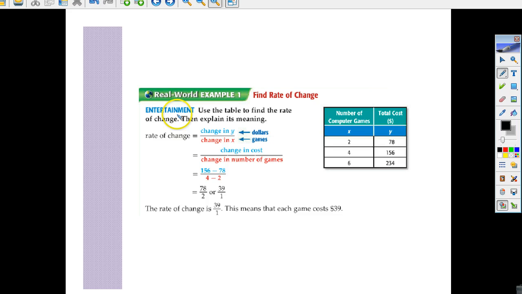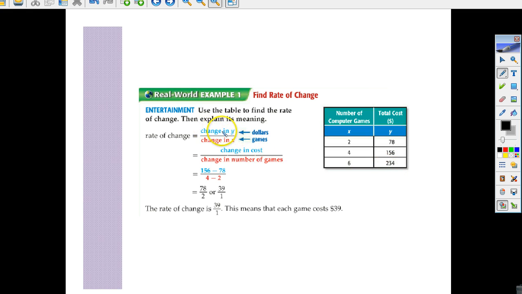find rate of change. Entertainment. Use the table to find the rate of change, then explain its meaning. So here's a table. It looks like it's talking about number of computer games and the total cost. So x and y. x is the independent variable, and y is the dependent variable. So depending on the number of computer games, the y will change. The cost will change. So if you have 2 computer games, it's $78. 4 computer games, $156. 6 computer games, $234.